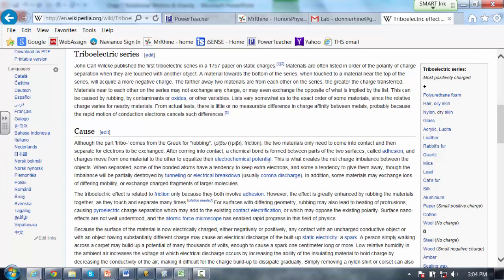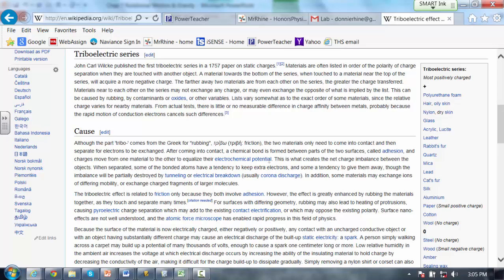This guy, back in the 1750s, compiled a nice list. Materials are often listed by polarity of charge separation when they are in contact with another object. A material towards the bottom of this series, the triboelectric series as we call it, if touched to a material near the top of the series, will acquire a more negative charge. And you see alongside here they actually show the series.